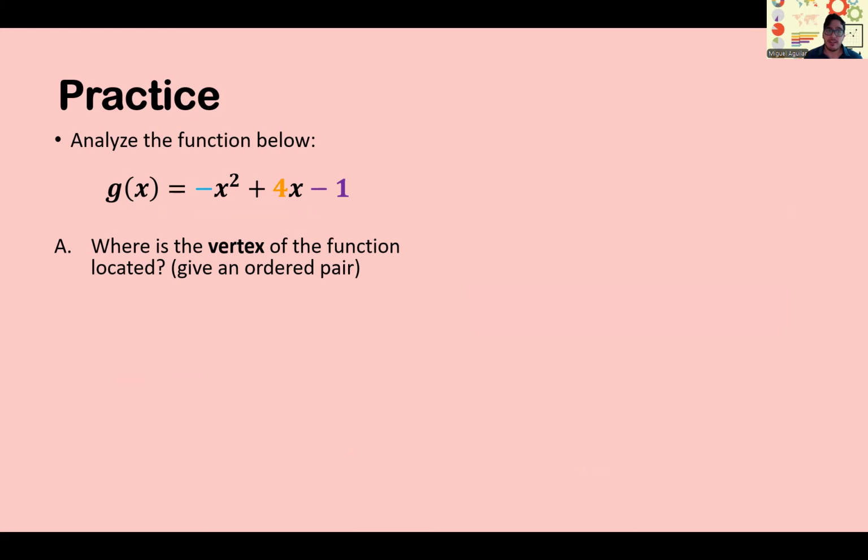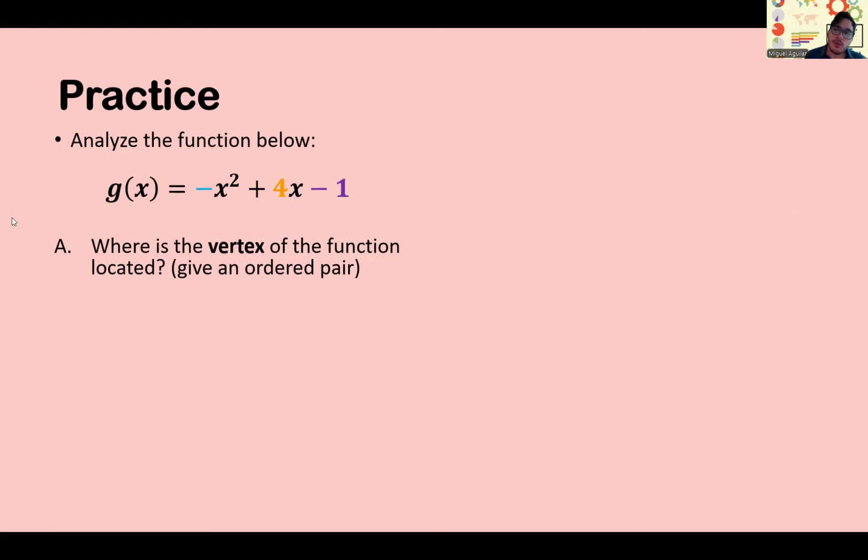First equation. We need to analyze the function below by answering some questions. We have g of x equals negative x squared plus 4x minus 1. Sometimes Alex is just going to throw an equation at you and then start asking you questions, sort of shaking you down and harassing you. Give me the information, right? Where is the vertex of this function? You're going to read those instructions and think to yourself, well, I don't know. Where do I start?